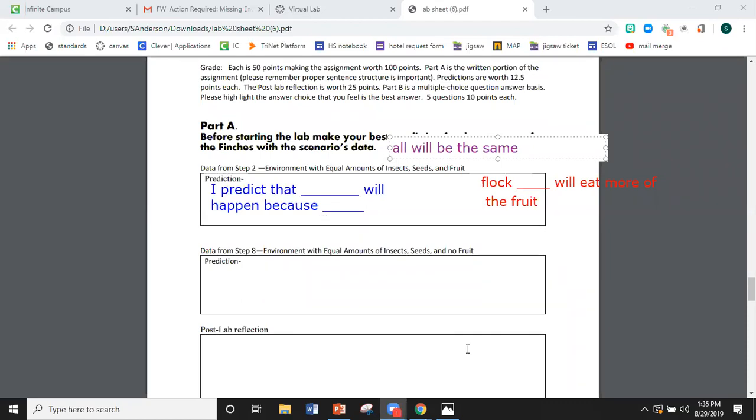Lauren even broke hers down by each flock. Kayla said the orange bird because he could fit more. Skylar said it depends on their speed. Flock X might eat the bugs. Flock X got a skinnier beak and it could get more food. So there are a lot of examples in the chat box.